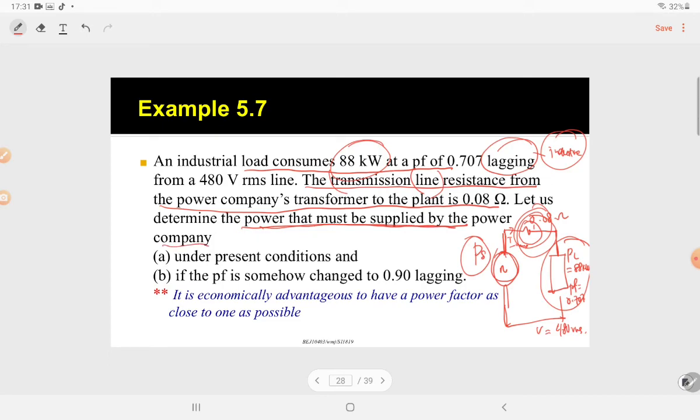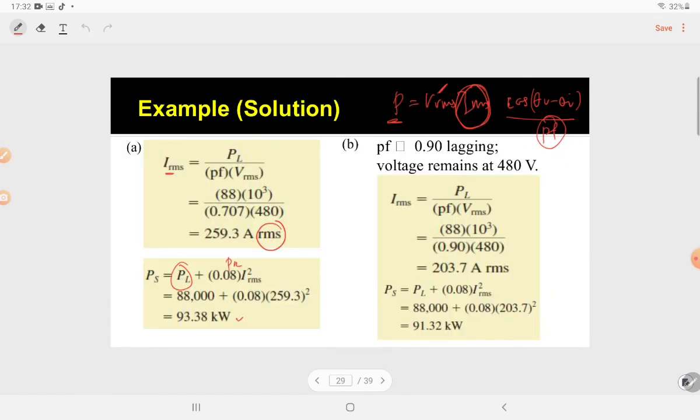Okay, so in order for you to understand, I represent all the statements over here in a form of a circuit. So this is the power, let's say this is the power company, this is the load, right? And then this transmission line, right? So therefore we can say that power supply equal to power at the load and power at the transmission line, so therefore it is equal to 93.38 kilowatt.